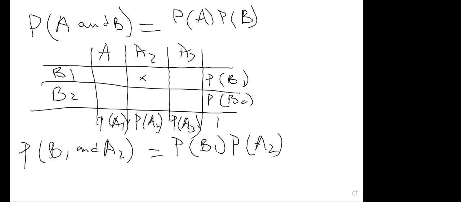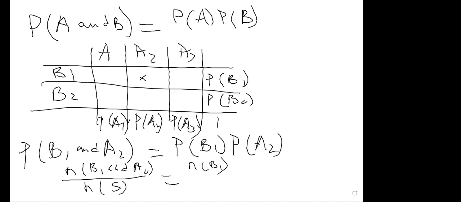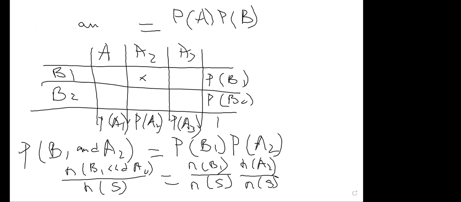Now, the probability of B1 and A2 is n of B1 and A2 divided by n of S, which is the total. And here is n of B1 divided by n of S times n of A2 divided by n of S. Look into what we have here.